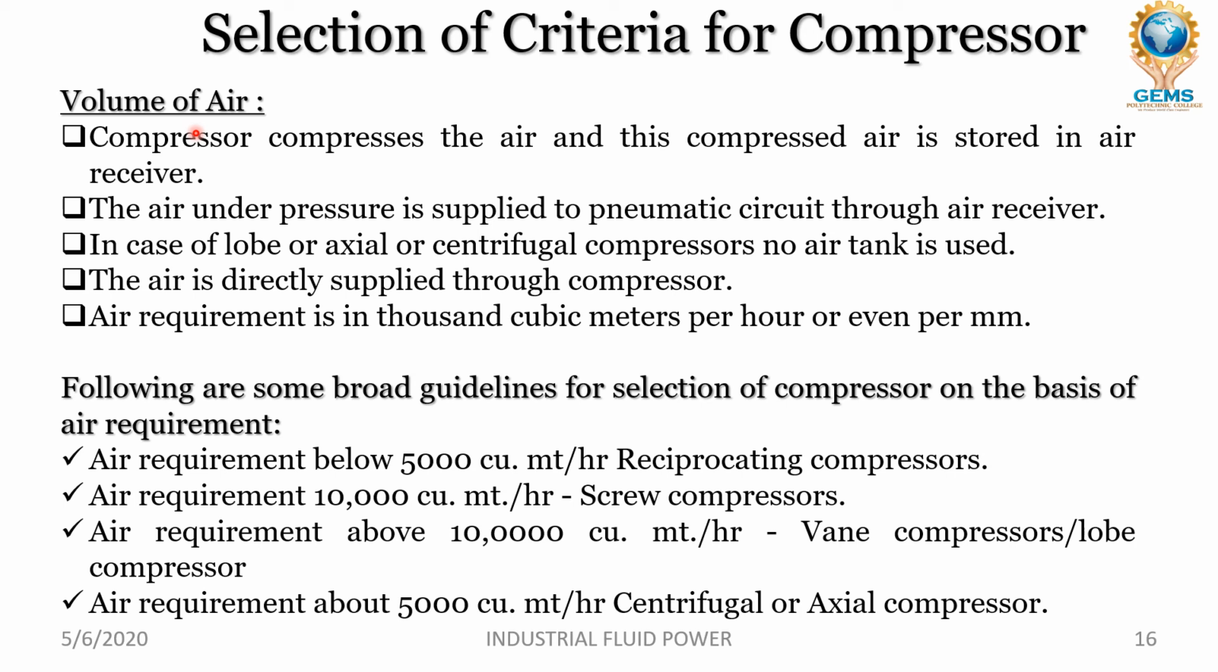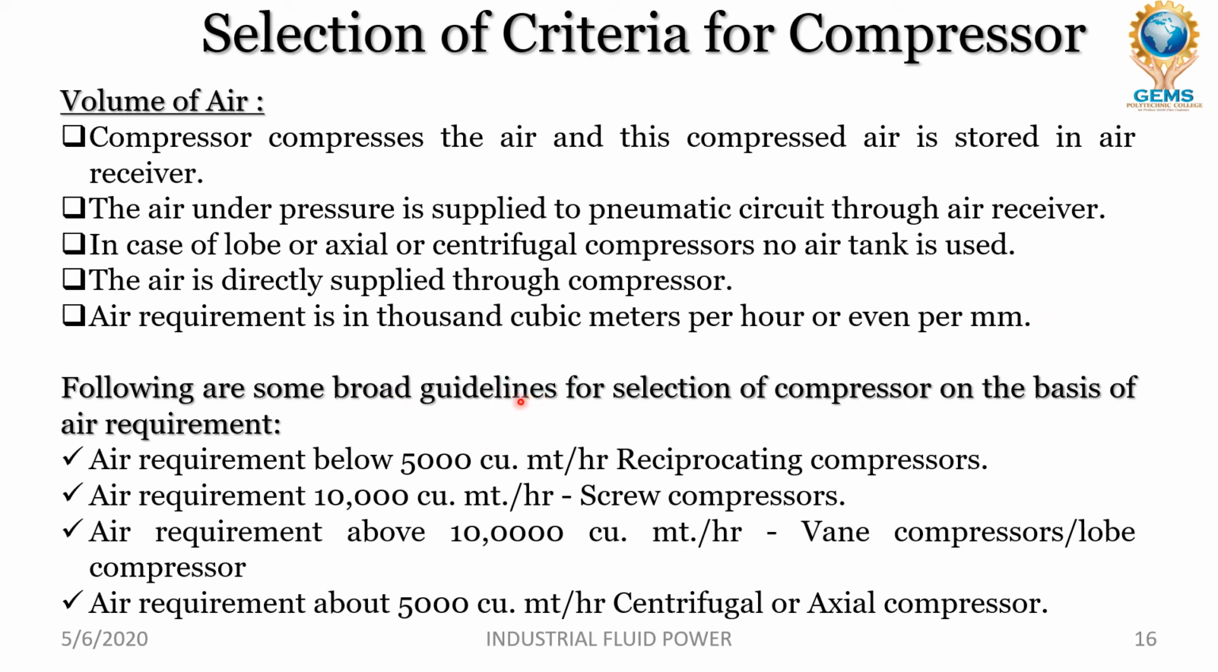Selection criteria is based upon the volume of air also. The compressor compresses the air and this compressed air is stored in an air receiver. The air under pressure is supplied to the pneumatic circuit through the air receiver. In case of lobe, axial or centrifugal compressors, no air tank is used. The air is directly supplied through the compressor to the receiver on the other side. Air requirement is in 1000 cubic meter per hour or even per minute.